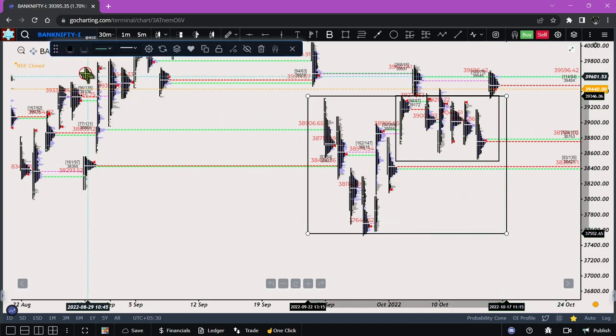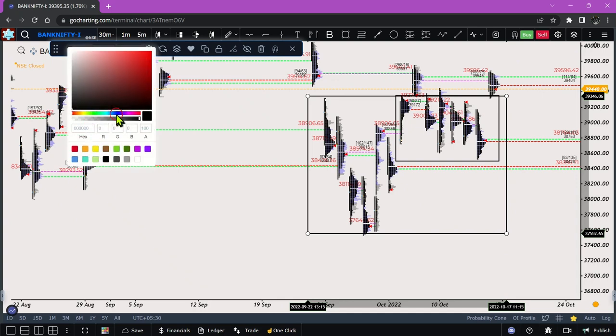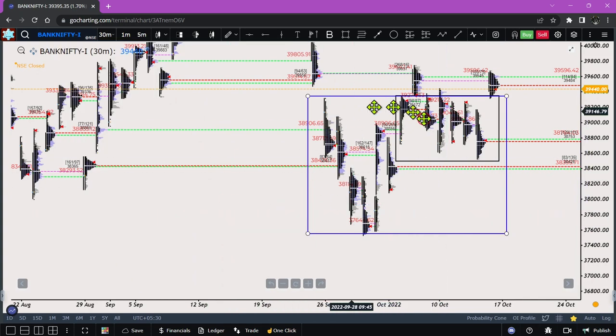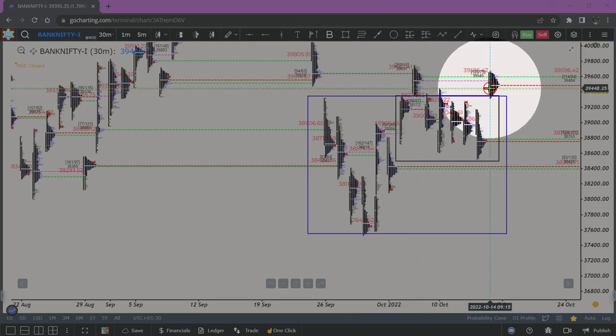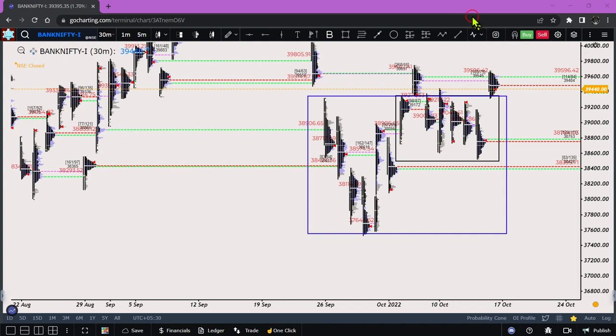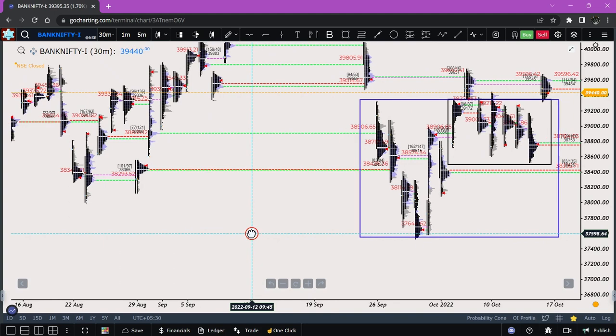Let us color this something different so that it is visible, for a better visual. So this is one big balance area within which there is another one, and what we can see here is that the market tried to auction twice, that is once here and the other time over here. Before we move further, let's go back a little bit more, and then we'll go deep into what has been happening in the latest balance area.